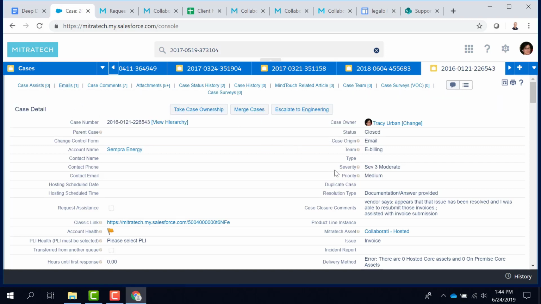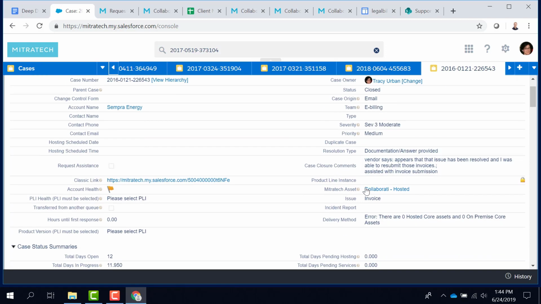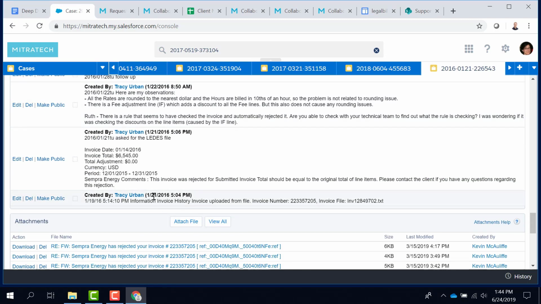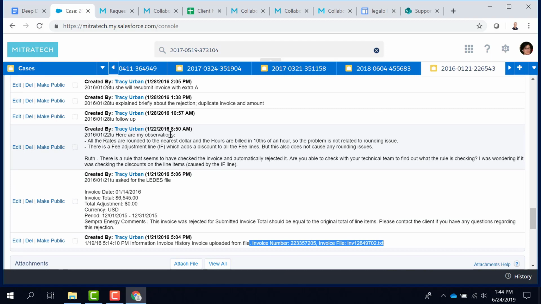It looks like all my emails are gone, but the comments say that we looked at the invoice history and we found out when it was uploaded. And then here's the observations we made. All the rates are rounded to the nearest dollar. We must have asked them for a PDF of the invoice. The hours are billed in tenths of an hour, so the problem is not related to rounding issues.